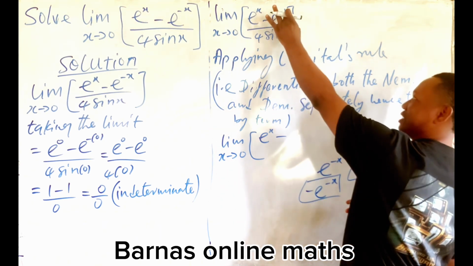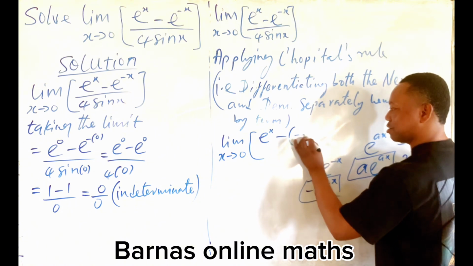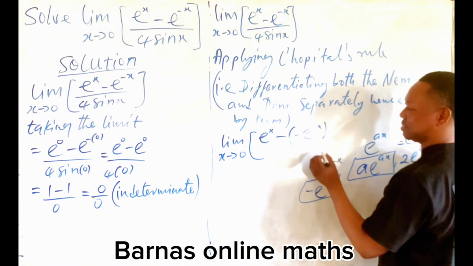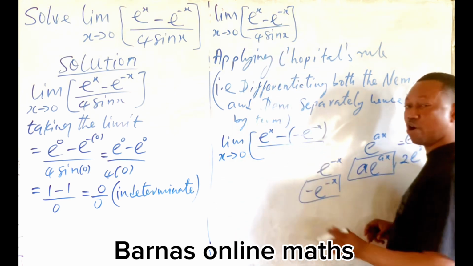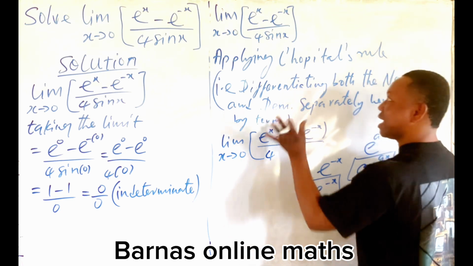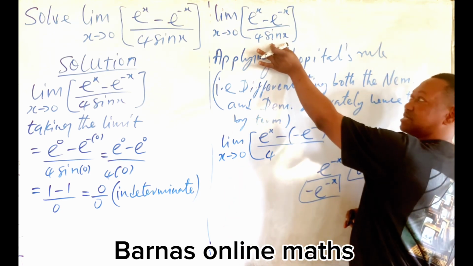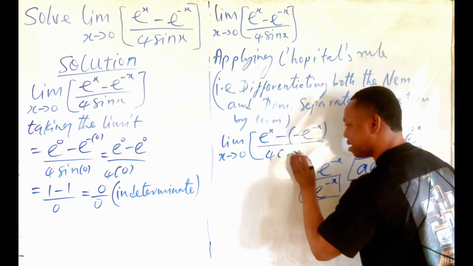Hence, if we now differentiate this, we are going to have minus e to power minus x, all upon, now coming here, 4 is a constant. So bring it out, that's 4. Hence, the derivative has to be on x. Differentiate sine x, we are going to have cos x.